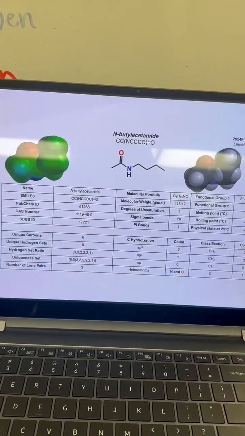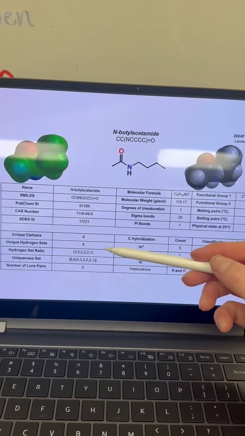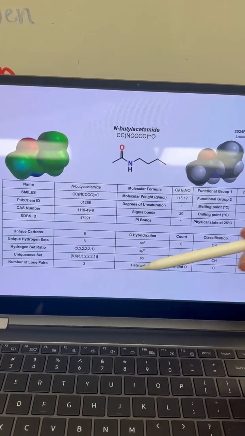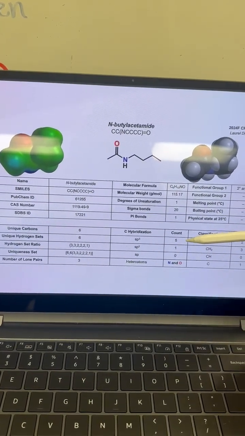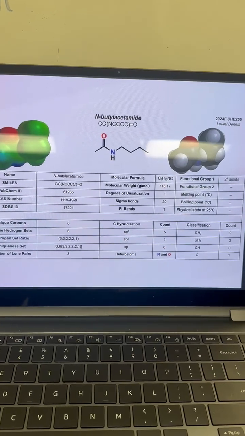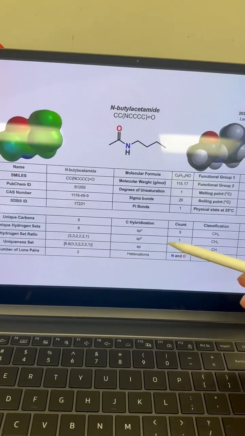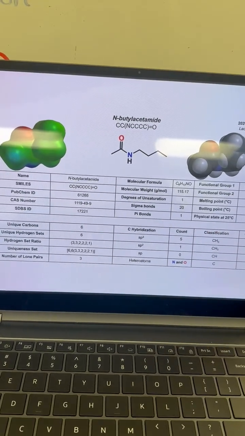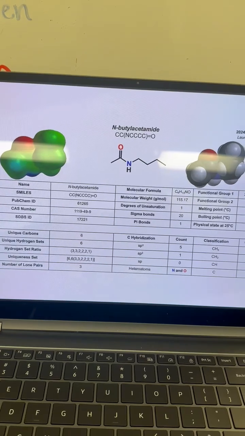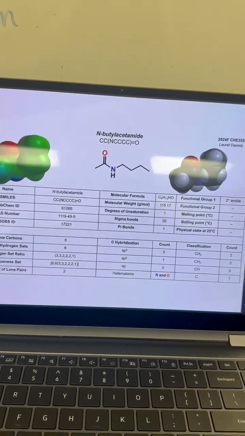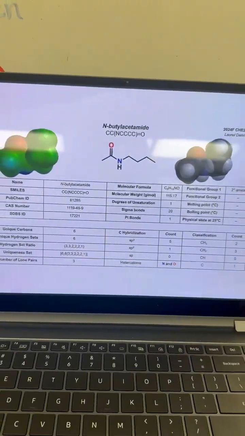nitrogen atom. It has 6 unique carbons, 6 unique hydrogen sets, and it has 5 sp3 hybridized atoms, which are 4 carbons from the butyl chain and 1 nitrogen in the amide group. It has 1 sp2 hybridized atom, which is the carbonyl carbon atom in the amide group, and it has 0 sp hybridized atoms.